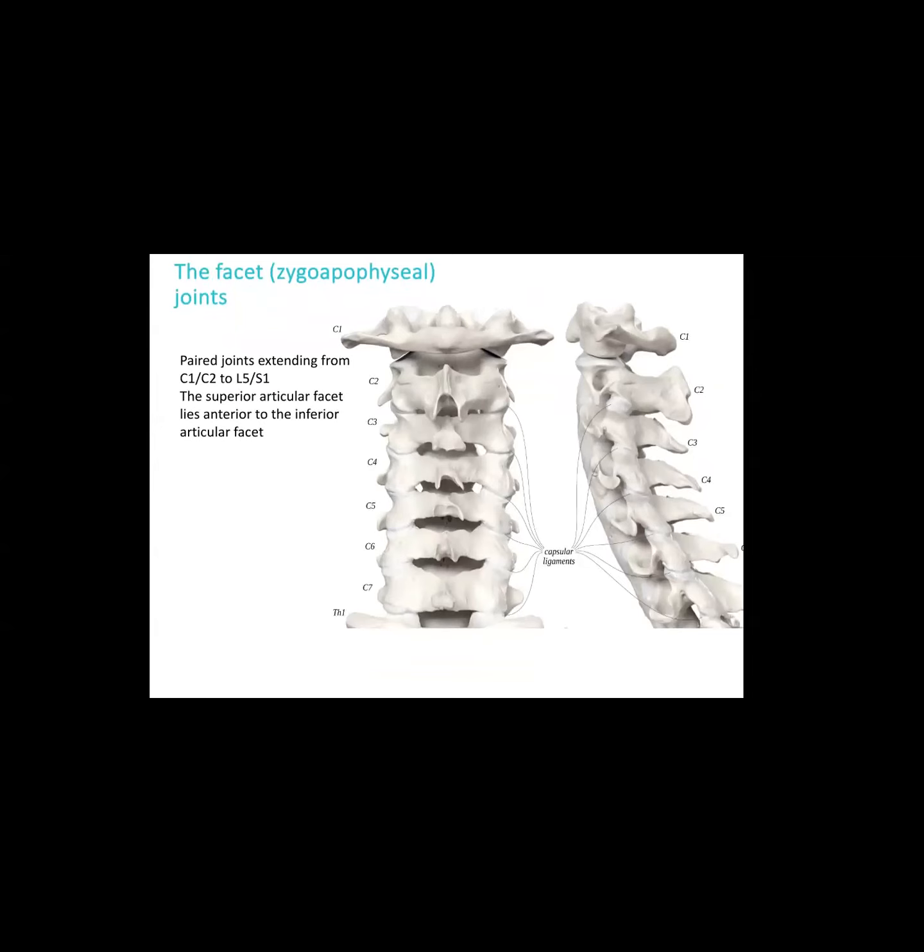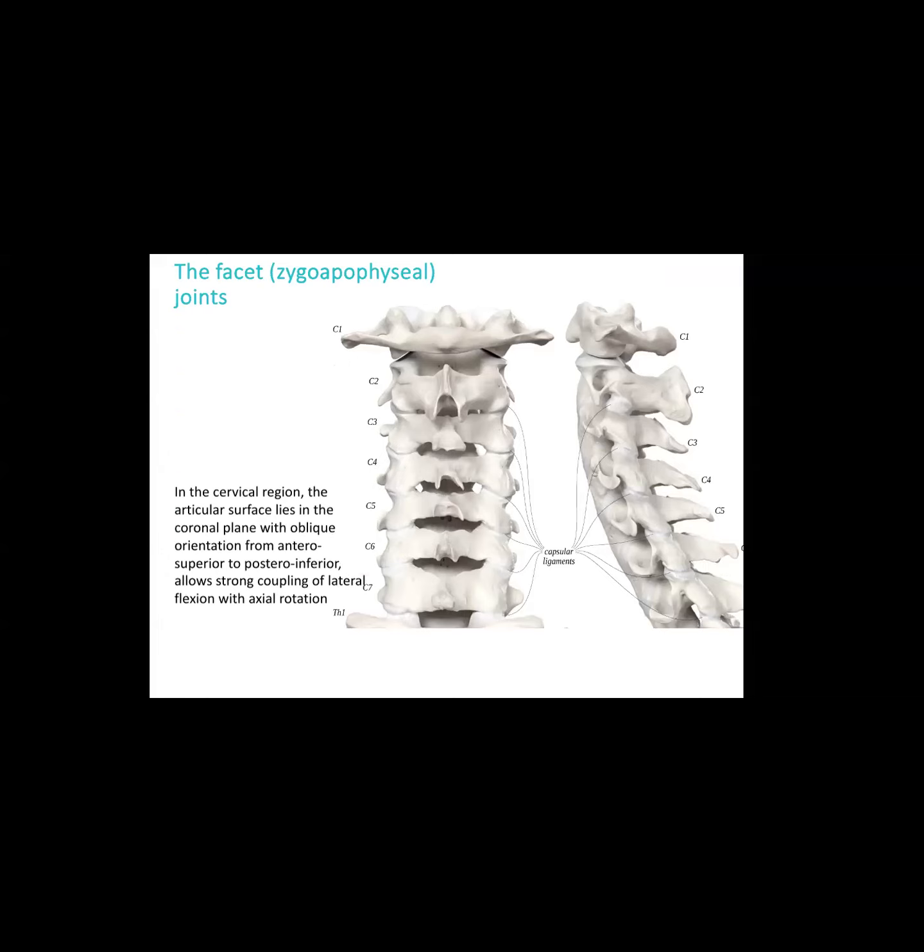The facet joints are paired joints extending from C1, C2 to L5, S1. The superior articular facet lies anterior to the inferior articular facet. The articular surfaces are covered by hyaline cartilage and surrounded by a synovial-lined fibrous capsule.